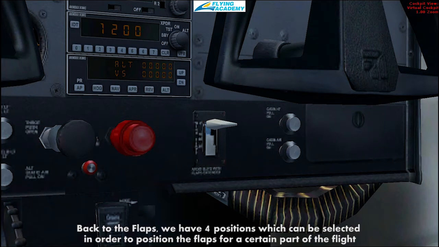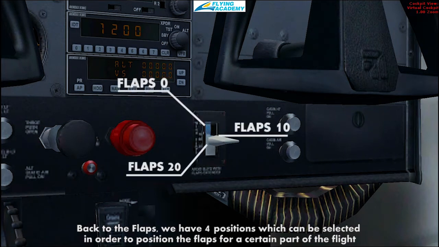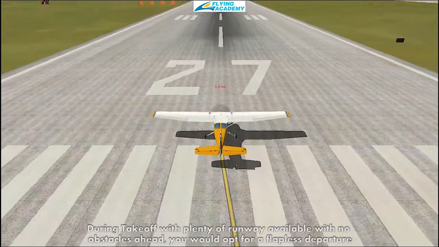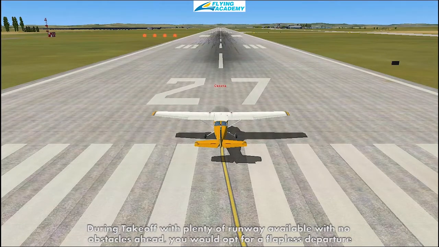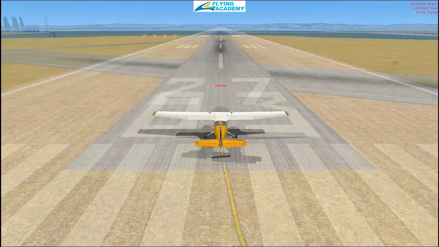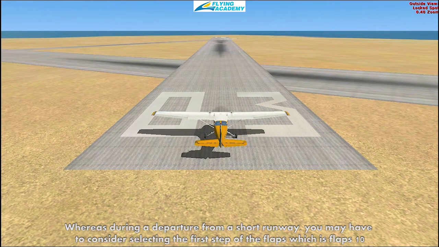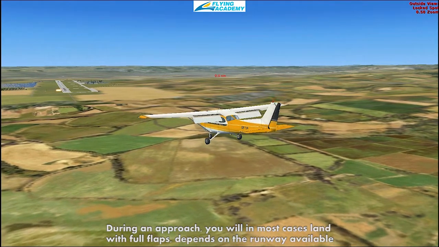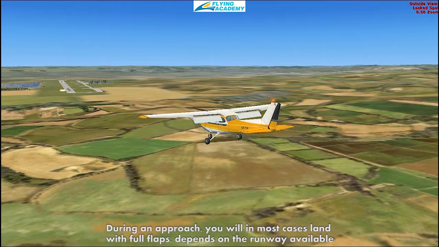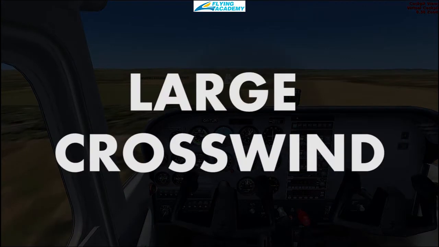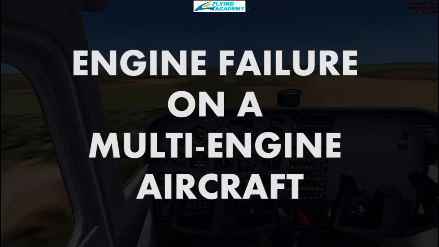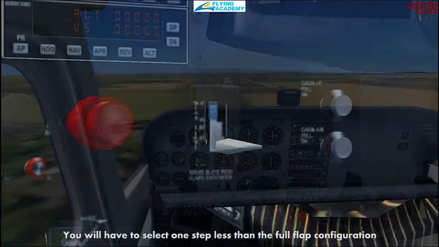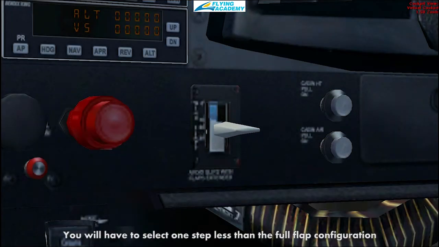Back to the flaps, we have 4 positions which can be selected in order to position the flaps for a certain part of the flight. During takeoff, with plenty of runway available with no obstacles ahead, you would opt for a flapless departure. Whereas during a departure from a short runway, you may have to consider selecting the first step of the flaps, which is flap one. During an approach, you will in most cases land with full flaps, depending on the runway available. However, in case of a large crosswind, gust, or an engine failure on a multi-engine aircraft, you'll have to select 1 step less than the full flap configuration.